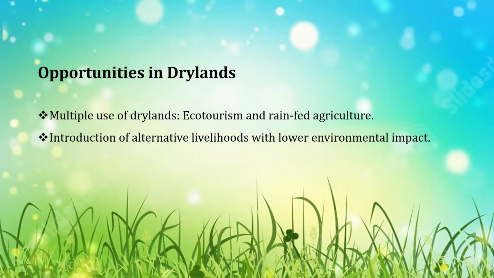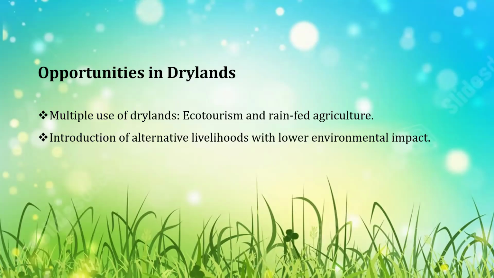Next is introduction to alternative livelihoods with a lower environmental impact. This point focuses on shifting the local economy away from activities that cause land degradation, like overgrazing or deforestation for charcoal, towards more sustainable options. With low environmental impact, the goal is to find jobs that don't wear out the land. Examples of such livelihoods include beekeeping or apiculture, sustainable harvesting, and renewable energy.